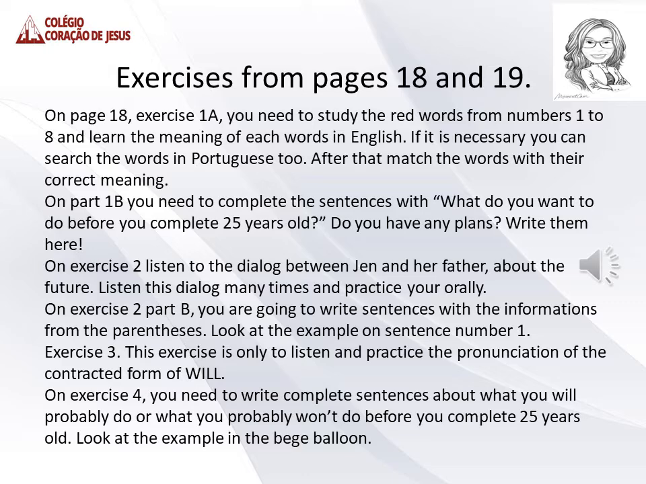On exercise 4, you need to write complete sentences about what you will probably do or what you probably want to do before you complete 25 years old. Look at the example in the beach balloon.